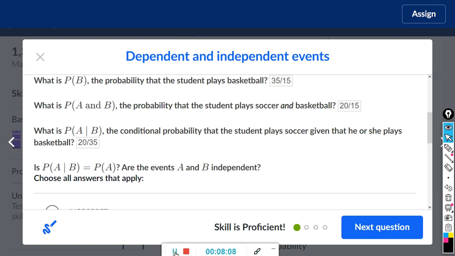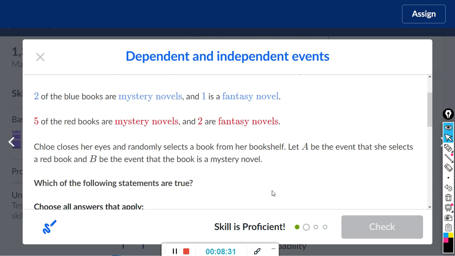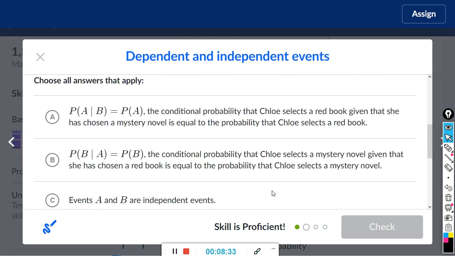All right. Okay, Chloe has 10 books on her bookshelf. 3 have blue covers, 7 have red covers. 2 of the blue books are mystery, 1 is fantasy. 5 of the red are mystery, 2 are fantasy. She closes her eyes and randomly selects a book. Let A be the event she selects red, B be the event the book is mystery. Which of the following statements are true?